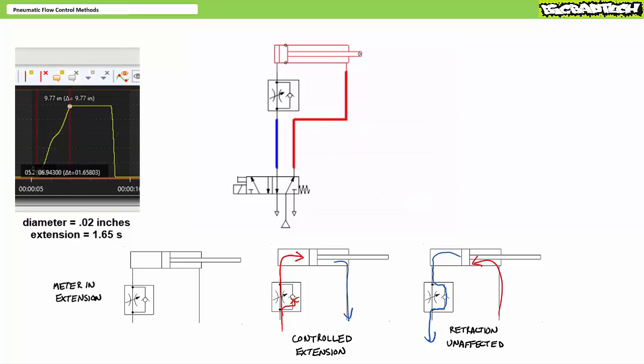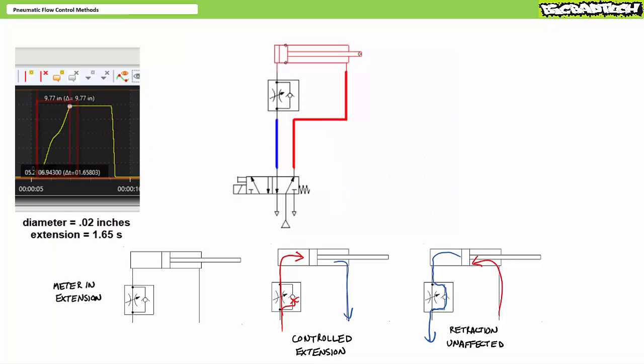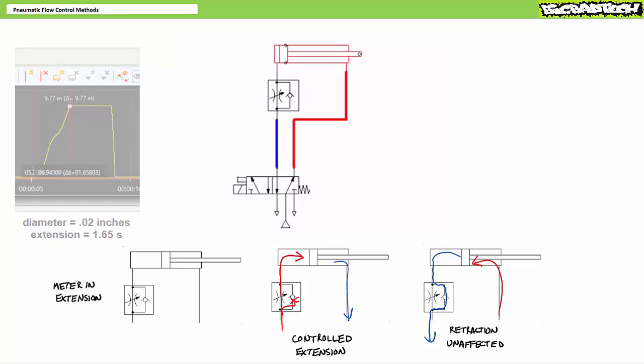If I close the flow control valve restriction orifice down to 0.02 inches and again energize the solenoid, it takes about 1.5 seconds to reach full extension. Note how the ramp up is a little less steep than previously since the rod is moving a little slower. Also notice retraction time seems to be unaffected because the check valve bypass allows unrestricted flow in the opposite direction.